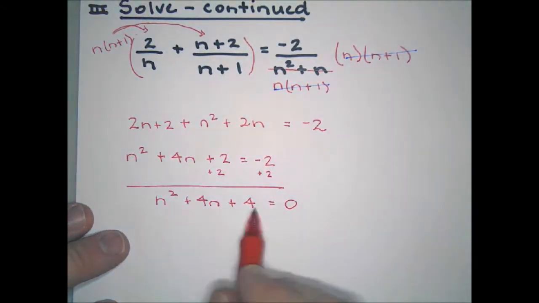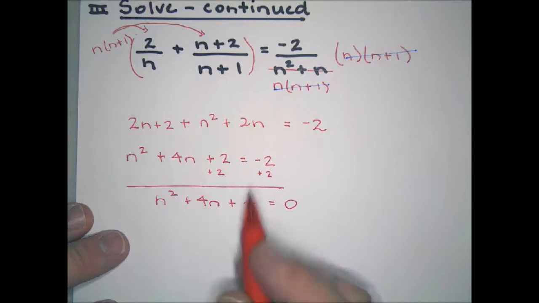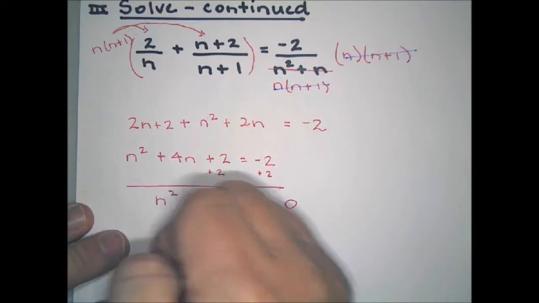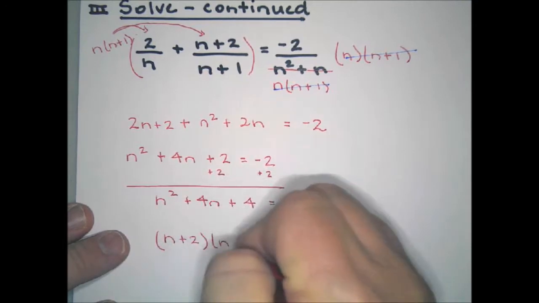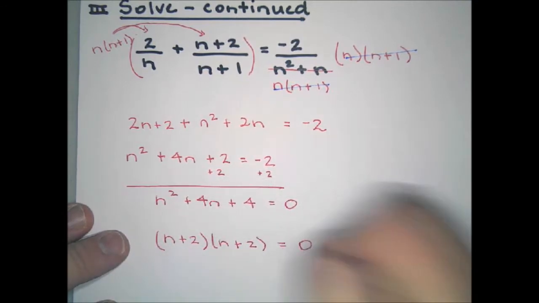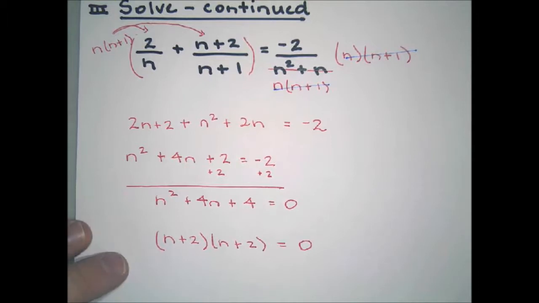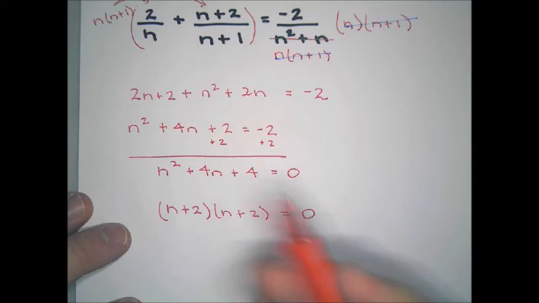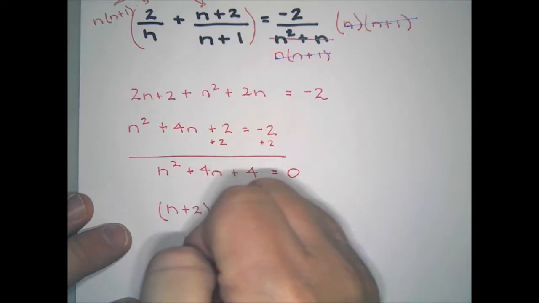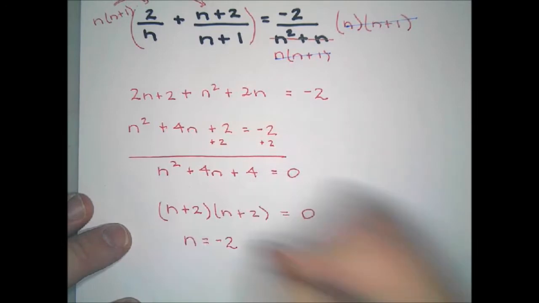If I factor this, factors of 4 that add up to 4 are 2 and 2, so n plus 2 multiplied by n plus 2 equals 0. So I'm going to get one solution because they're the same factor. If I set it equal to 0, n plus 2 equals 0, n equals negative 2.